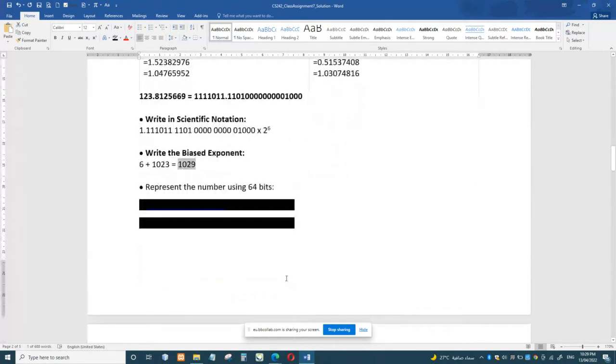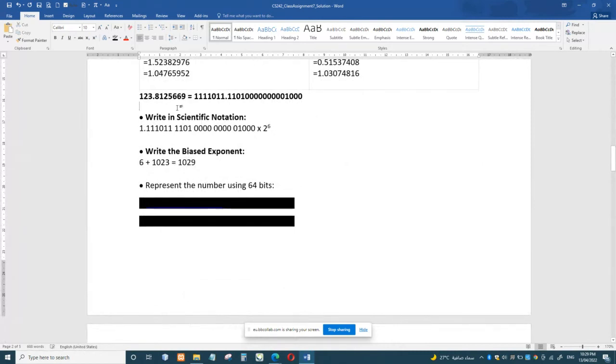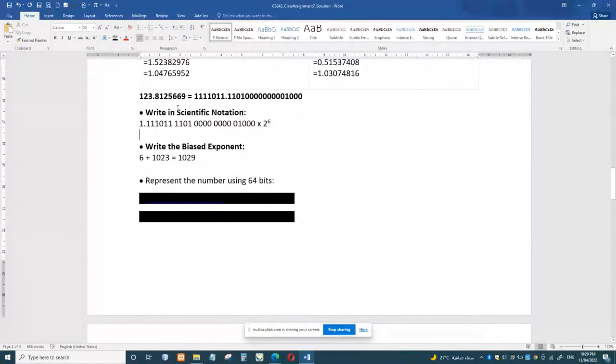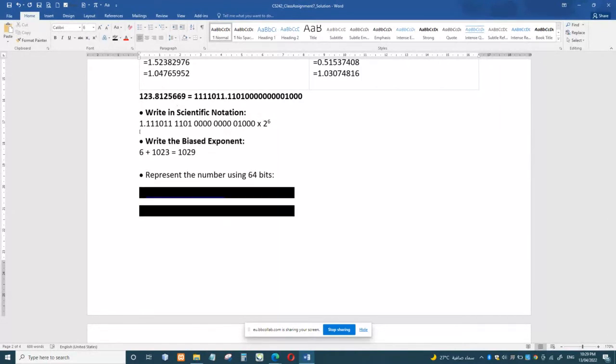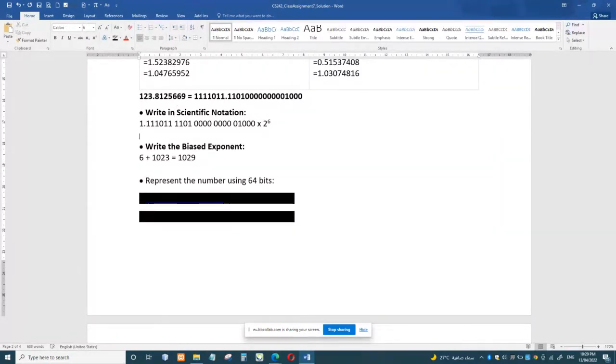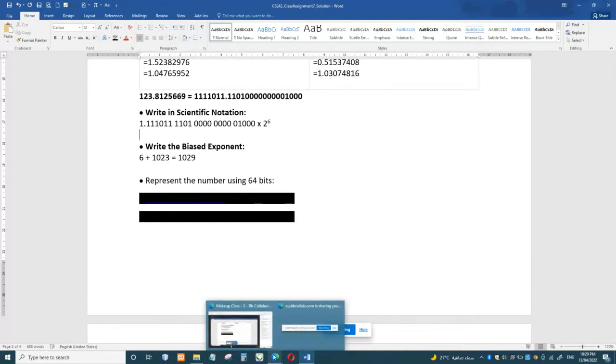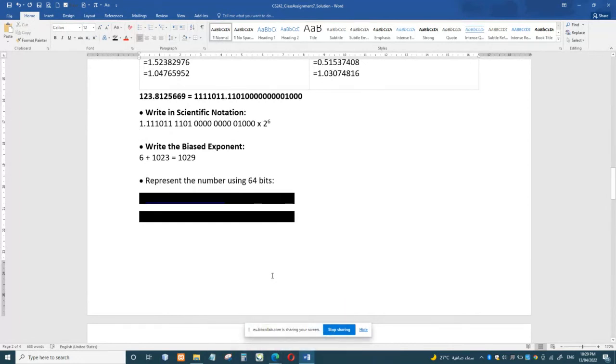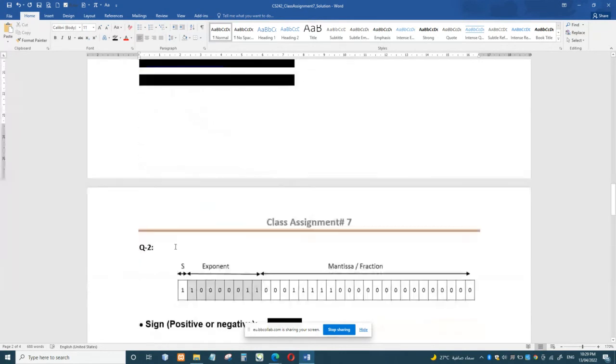Now represent the final number. Let's represent the final number using 64 bits. What about the sign here? Yes, we can keep this sign. So represent the number using 64 bits now.